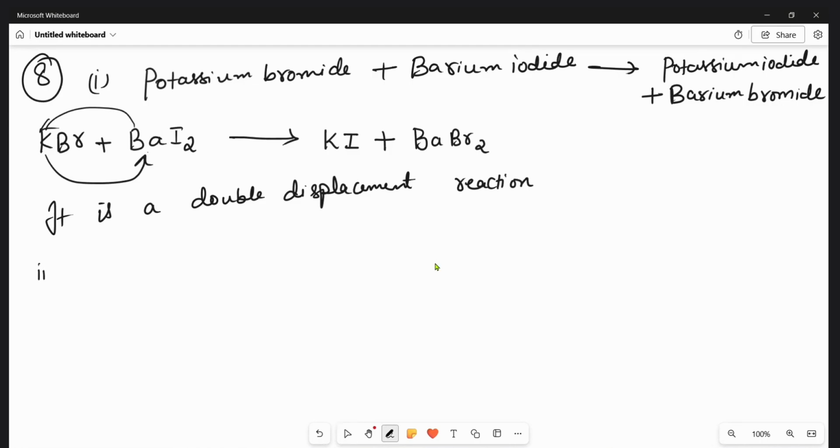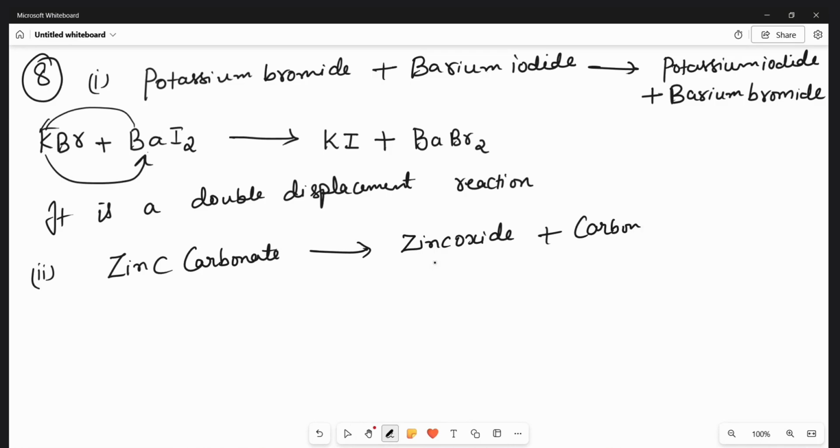Next. Zinc carbonate. Next one, they've given zinc carbonate. When heated, we get zinc oxide plus carbon dioxide. Try this. ZnCO3. You get ZnO plus carbon dioxide.